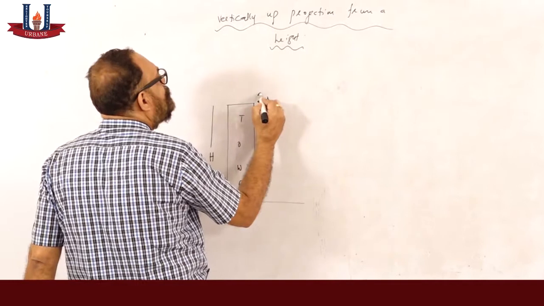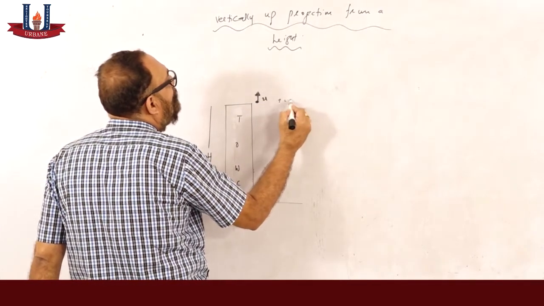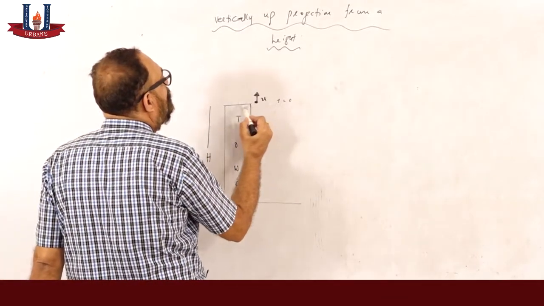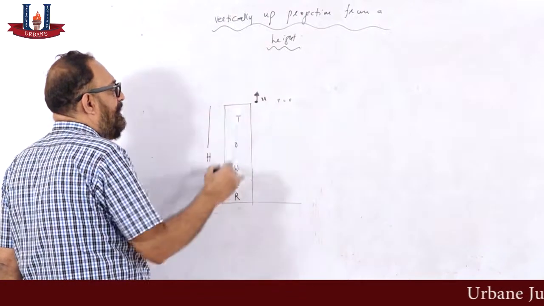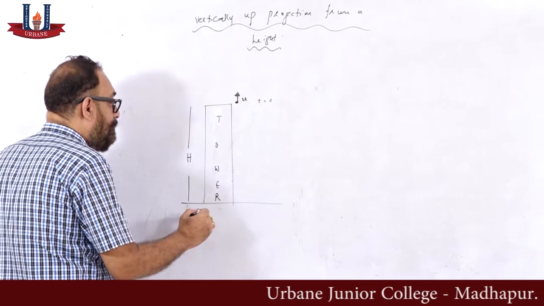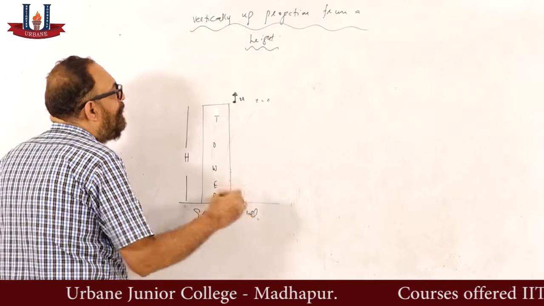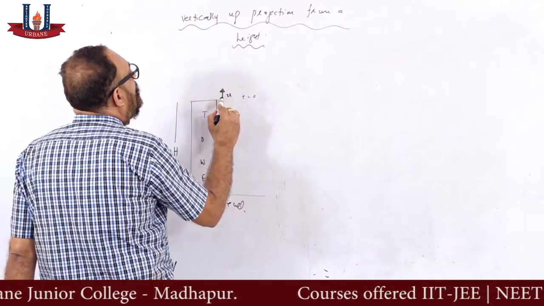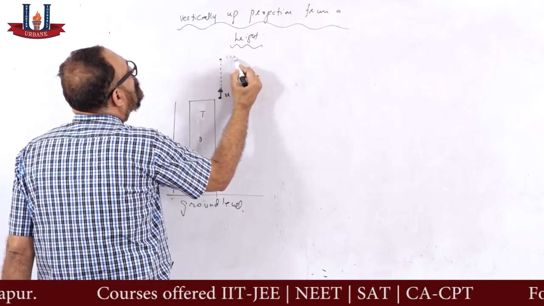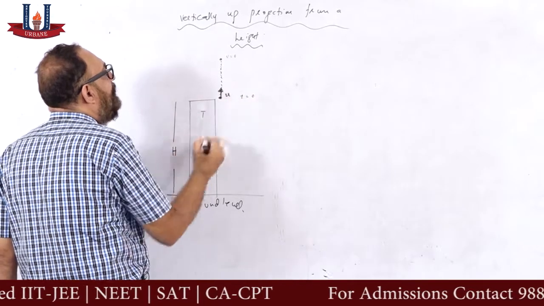That I am trying to throw a stone with a speed called u at time t equal to 0. This stone is thrown from the top of the building. It's called a tower, and the height of the tower from the ground level is supposed to be equal to h. So I call this the ground level. So what happens to this stone? The stone has to go vertically up, momentarily comes to rest, and retrace the path back to this point.